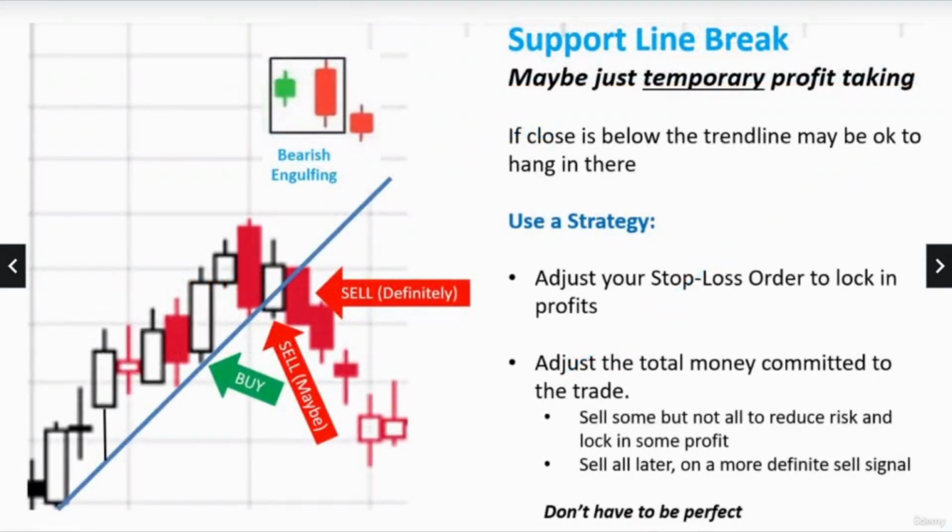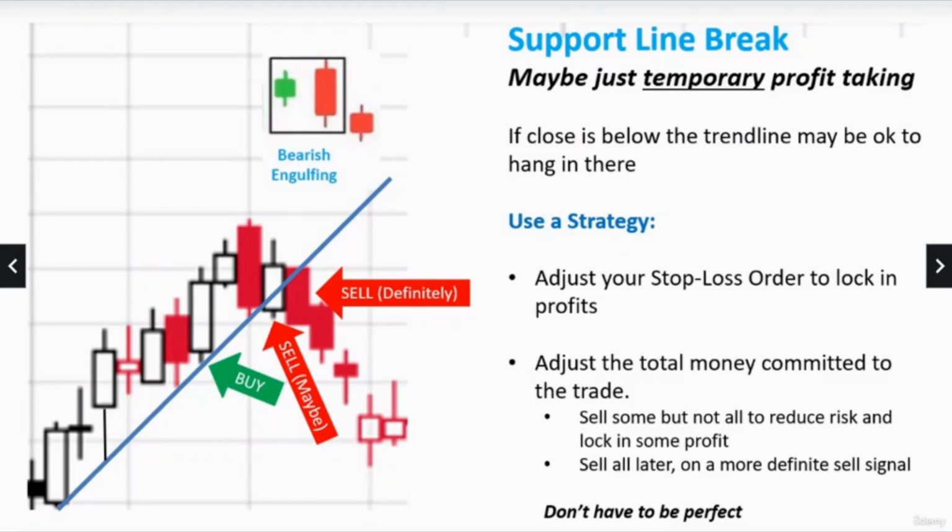Let's say we saw this happening. We saw this image here on the left, as far as you've got this nice uptrend that you bought into. Let's say you're seeing this uptrend, and you first see the support line is broken, and you're thinking, you know what, that support line's broken, but maybe that's just temporary profit taking.